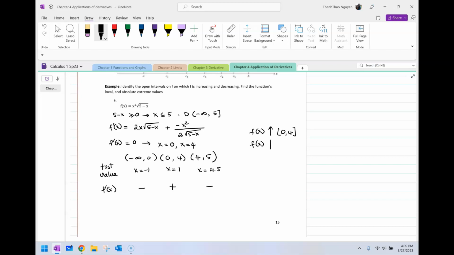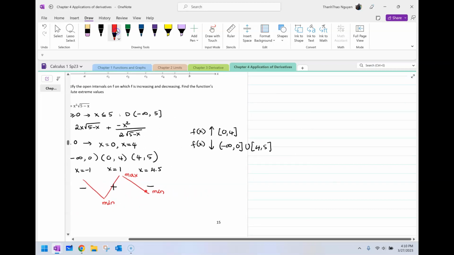f(x) is decreasing on the interval from negative infinity to 0, union with 4 to 5. So let's go ahead and try to find our extrema. Here we have decreasing, then increasing and decreasing. So it may look like we have a min here, a max, and at x equals 5, somewhere here, we have another min. Whether it is local or absolute, it is an extremum. So let's evaluate the function f(x) at these values to see.